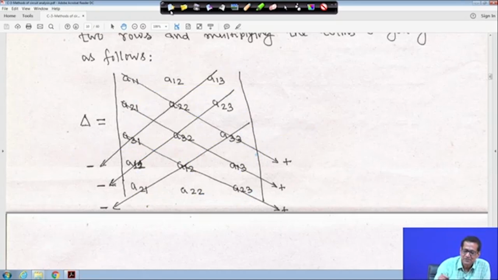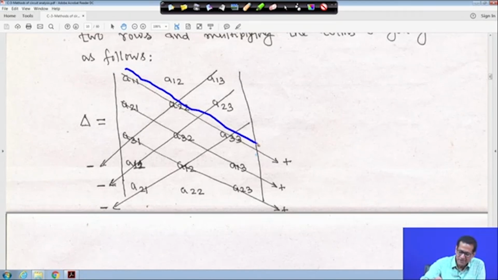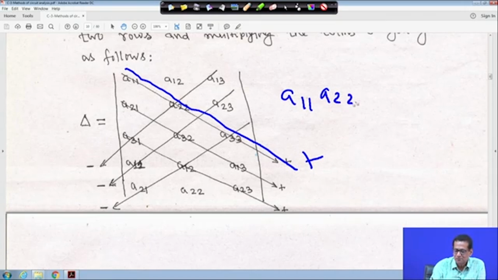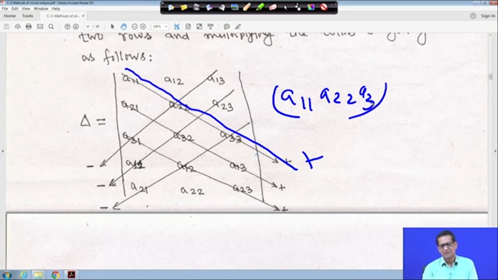Let me clean it. Then you go for your multiplication and algebraic sum. Algebraic sum means this one, a11, a22, a33, this is plus sign. So, a11, a22, a33, whatever it comes, may be negative, positive, it does not matter, but whatever it is you have to take plus sign.